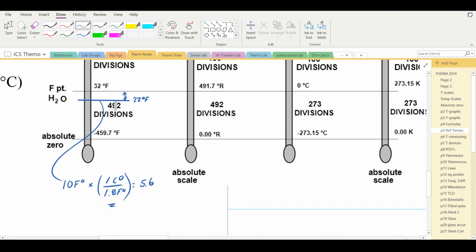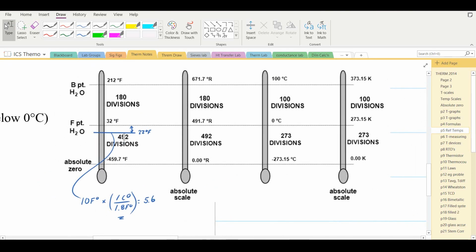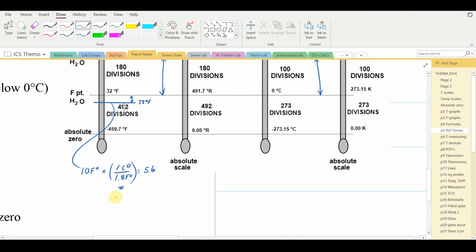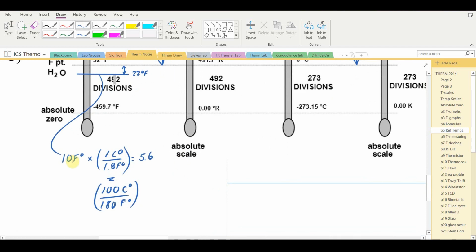Now where did I get this from? Remember, there's 100 divisions between the freezing point and boiling point of water on the Celsius scale, equivalent to 180 divisions on the Fahrenheit scale. So if you prefer, you could write here 100 Celsius degrees is equivalent to 180 Fahrenheit degrees. These are temperature changes, temperature differences, not temperatures. 10 Fahrenheit degrees temperature difference is equivalent to a 5.6 Celsius degrees temperature difference below the freezing point of water. Right? This is below the freezing point of water.